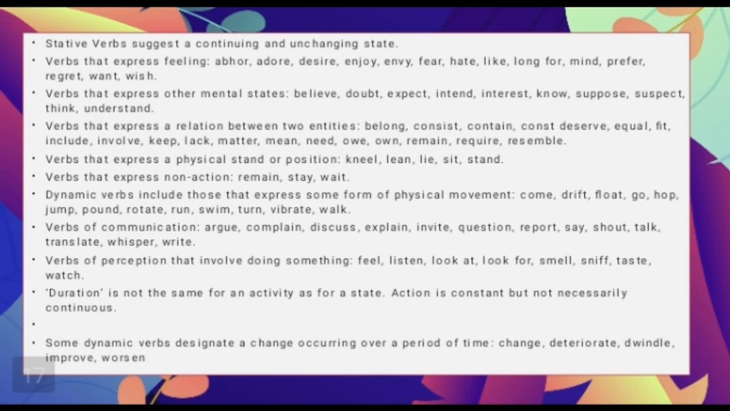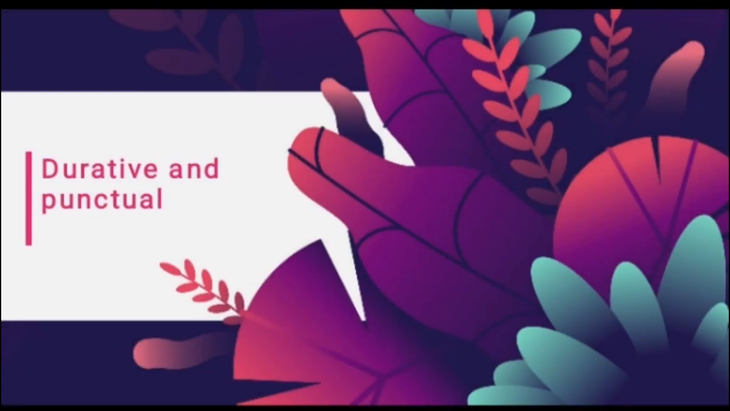Duration is not the same for an activity and for a state. Action is constant but not necessarily continuous. Some dynamic verbs designate a change occurring over a period of time: change, deteriorate, dwindle, improve, and worsen. Next is durative and punctual.